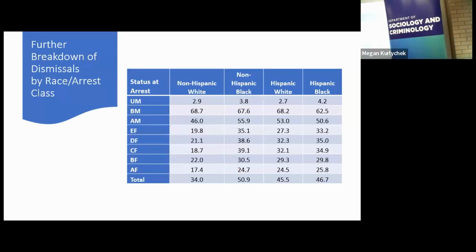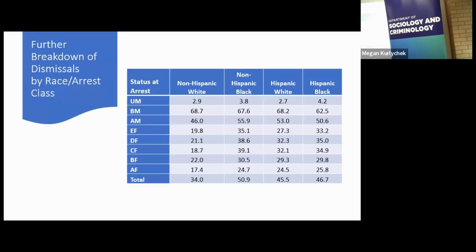So you can see these A misdemeanors have a very high level of dismissal. You're really not getting that much as you go up, but it also varies by race across categories. If you look at A misdemeanors, it's around 50%. You get down to the A felonies, you don't have many non-Hispanic whites getting dismissed, 17%. 24% of Hispanic whites and Hispanic Blacks, so right around a quarter of those. That's a significantly higher number.